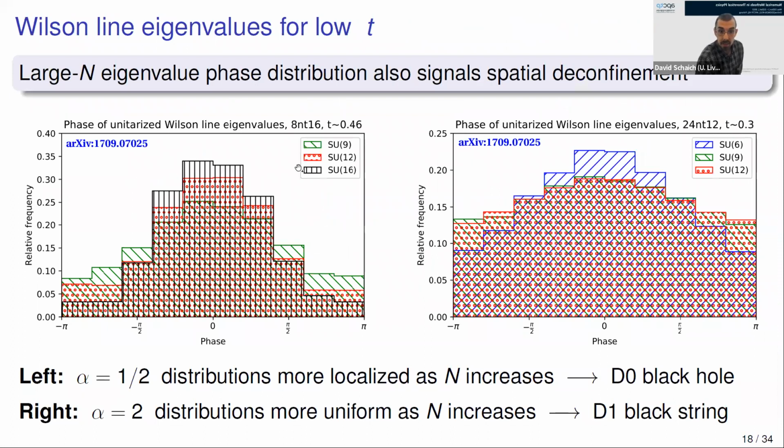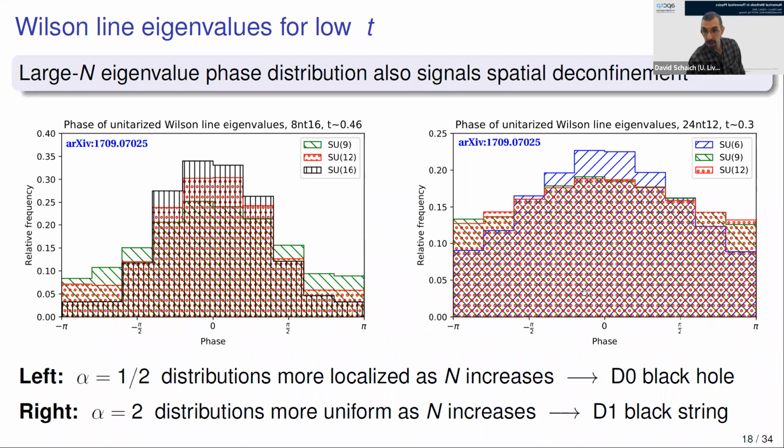And here, as we increase the size of the gauge group toward the thermodynamic limit, we can see that the distributions of these eigenvalues are becoming more and more localized around 0. So going from green to red to black histograms produces a more and more sharply peaked distribution around that localized point, which holographically is interpreted as corresponding to the D0 phase of a black hole. And the opposite happens in the spatially deconfined phase.